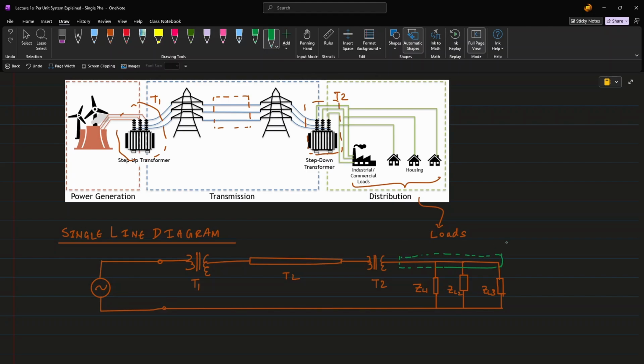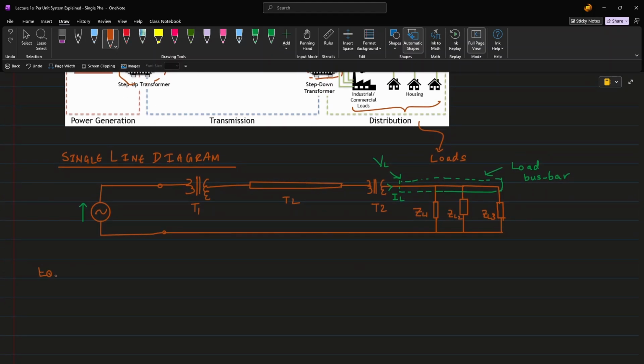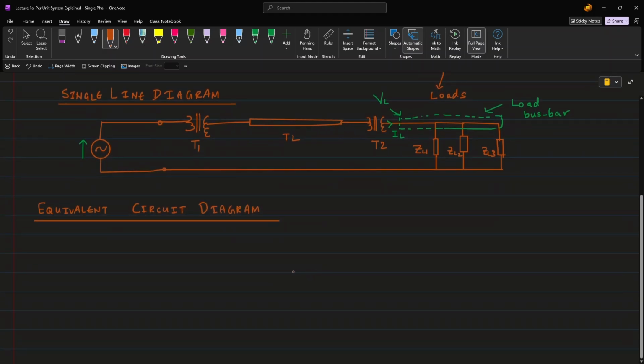This section here is the load bus bar, where the voltage is distributed between the loads. As power systems engineers, the voltage at the bus bar and the current coming into the bus bar is of great interest to us. Therefore, we need to work out, starting from the generation point, how much voltage is received at the bus bar. In order to do this, it is necessary to draw the equivalent circuit diagram from the single line diagram. The equivalent circuit diagram models components such as generators, transformers, loads using accurate electrical parameters like resistances and reactances for more detailed analysis.